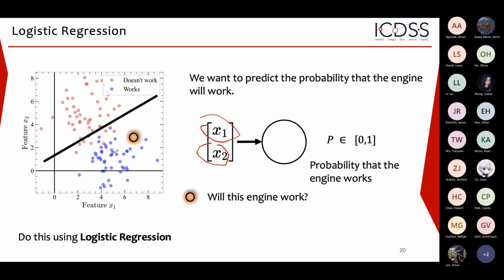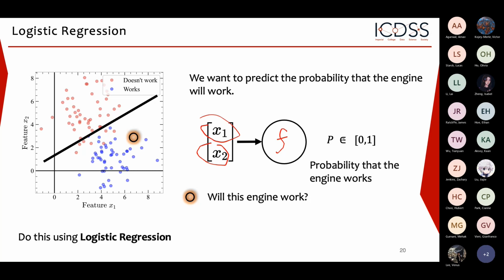So our aim is, given the values X1 and X2, we have some function here, and our output, we want it to be a probability distribution. So it's a value that is between 0 and 1. And if it's 1, it means that our engine is going to work. If it's 0, it means that our engine is not going to work.